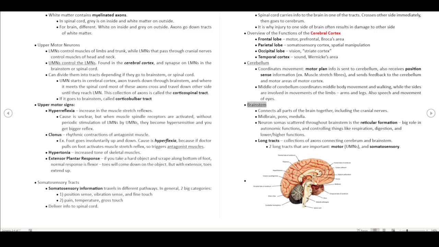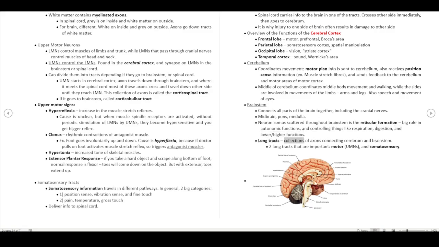Brainstem. Connects all parts of the brain together, including the cranial nerves. Midbrain, pons, medulla. Neuron somas are scattered throughout the brainstem, the reticular formation, which has a big role in autonomic functions and controlling things like respiration, digestion, and lower and higher functions.